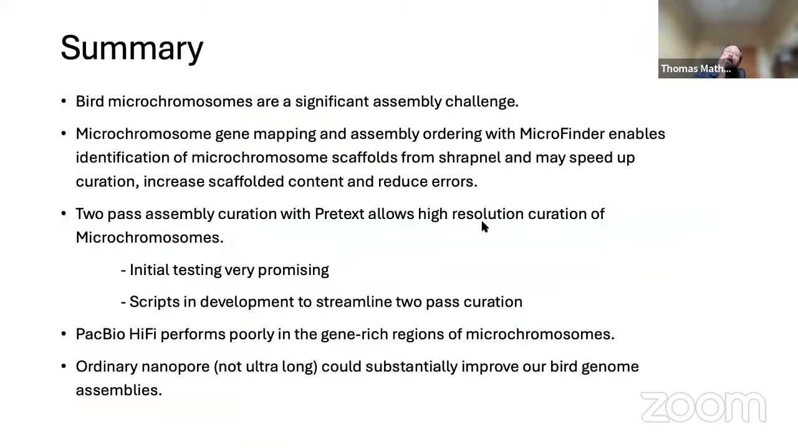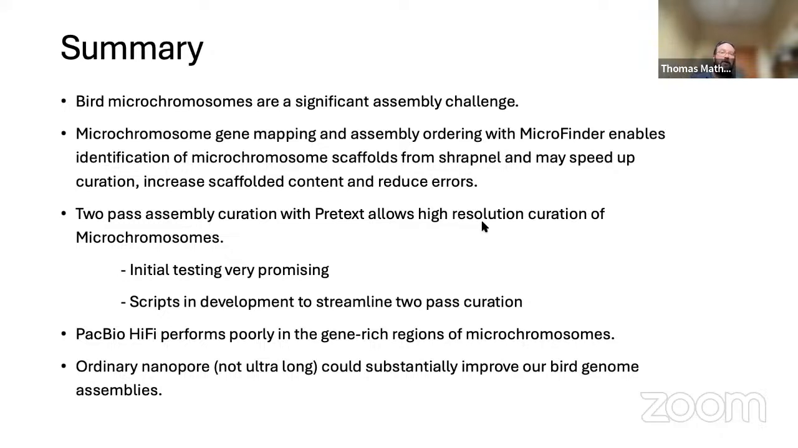Okay, so I've shown you a bit of data showing really that HiFi assemblies of bird micros are quite challenging, as probably most of you who've tackled them before know. We've developed a tool called Microfinder, which enables us to fish out these small contigs which are candidate microchromosome contigs from the shrapnel of an assembly, move them to the front of the assembly, and speed up the curation process. That's available on GitHub. We're currently working on the documentation and making that better, but you can have a go with that. The links are on the page in Discord, where I've added the information sheet.